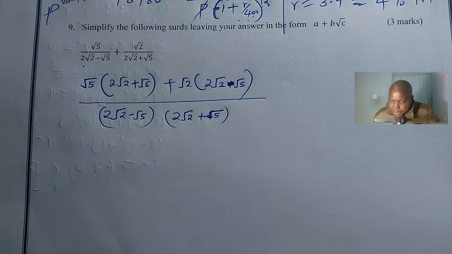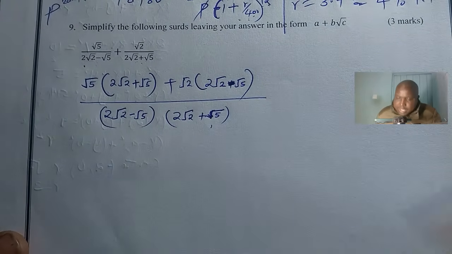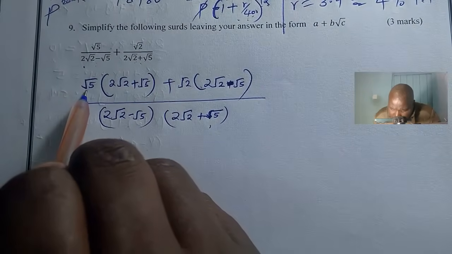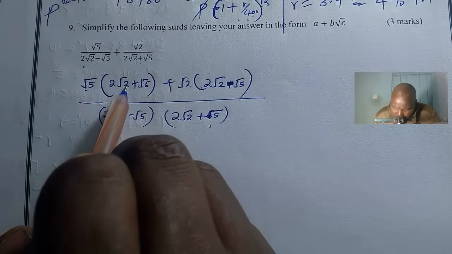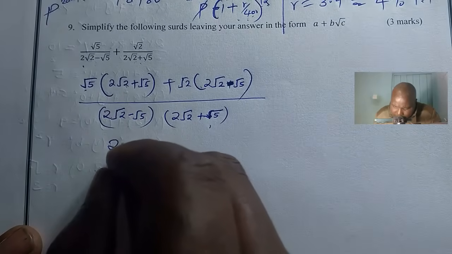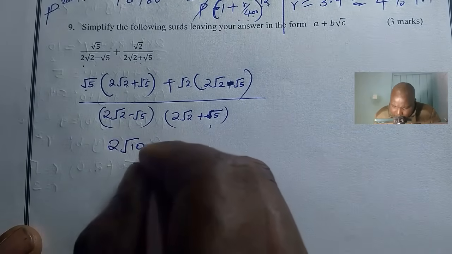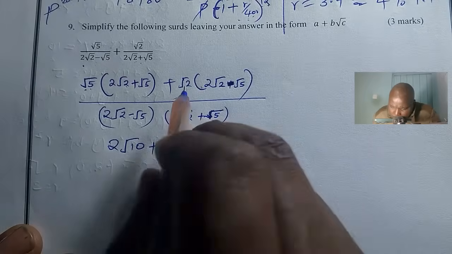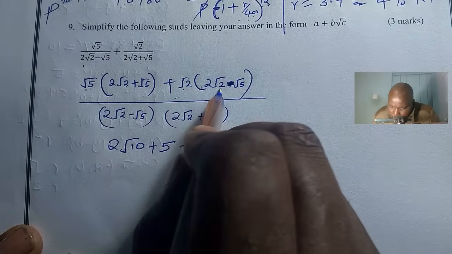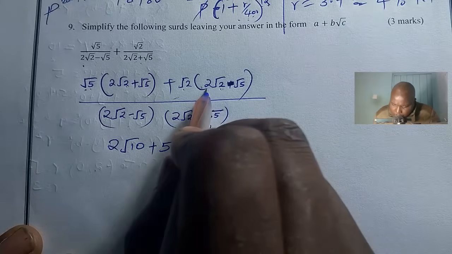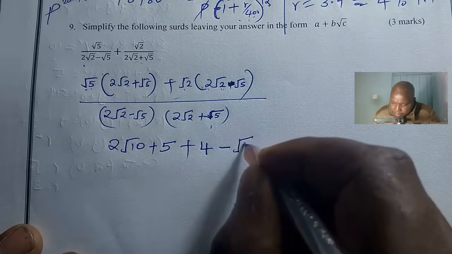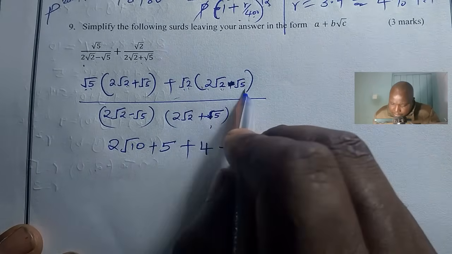This way. So this is the conjugate of this, a normal way. So let's multiply: root 5 times root 2, we are going to have 2 root 10, plus root 5 times root 5, that is 5, plus root 2 times root 2, that is 4, square root of 4 is 2, 2 times 2, 4, minus root 10. Root 2 times root 5, the answer is root 10.